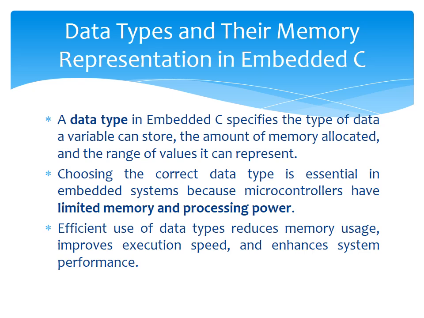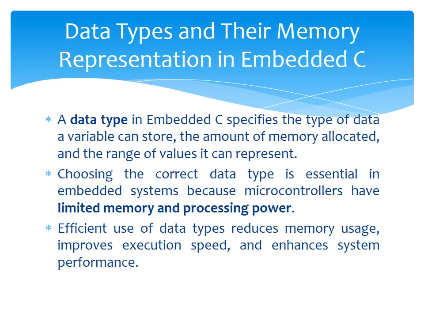So what is a data type? A data type in embedded C specifies the type of data a variable can store, the amount of memory allocated and the range of values it can represent. And it's very important to choose the correct data type because microcontrollers have only limited memory and processing power. You know that microcontrollers are used for all kinds of embedded applications. So memory optimization and power optimization is very important.